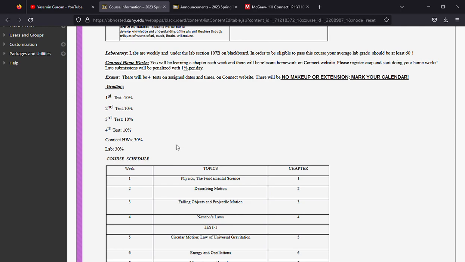So make sure that you're not just skipping all the labs, because 30% is a high percentage of the total grade. So if you really miss so many labs, even if I drop the lowest lab, it's not going to help you too much if you keep missing all the labs.